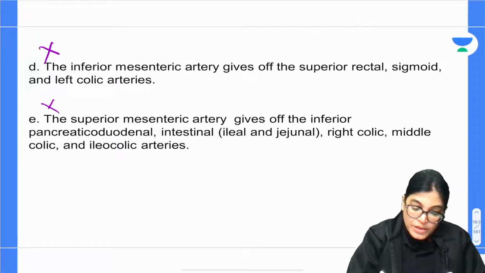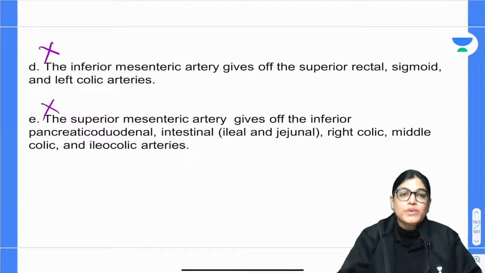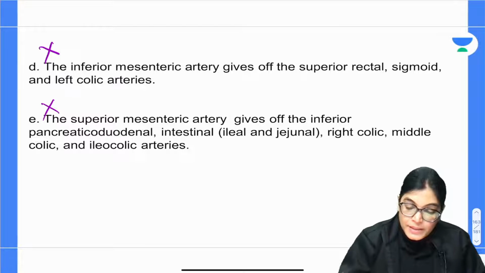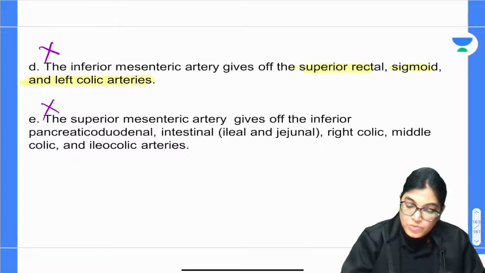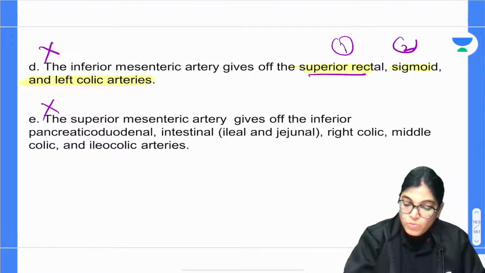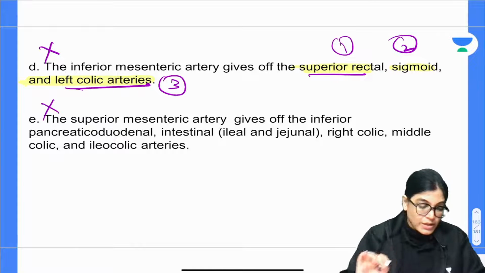Again, the inferior mesenteric artery is not correct, because yesterday I also showed you an image of its important branches. The inferior mesenteric artery gives blood supply in the form of the superior rectal, sigmoidal, and left colic arteries. These are the three branches. It is not giving any blood supply to the kidney, so it is not a correct answer.